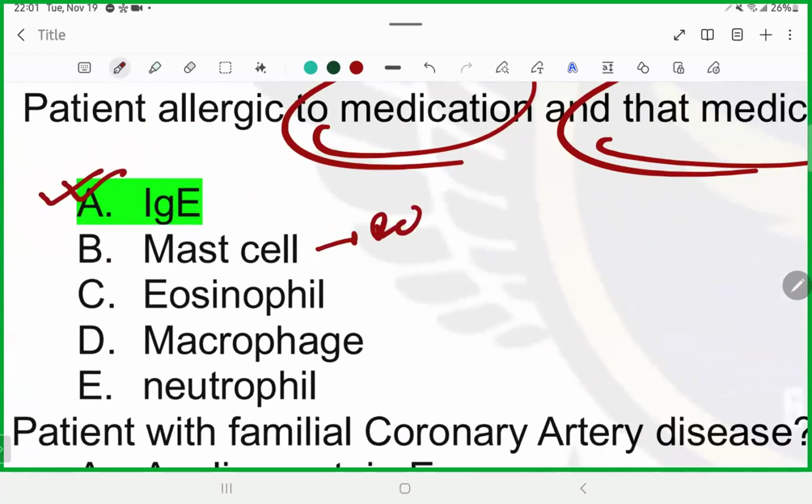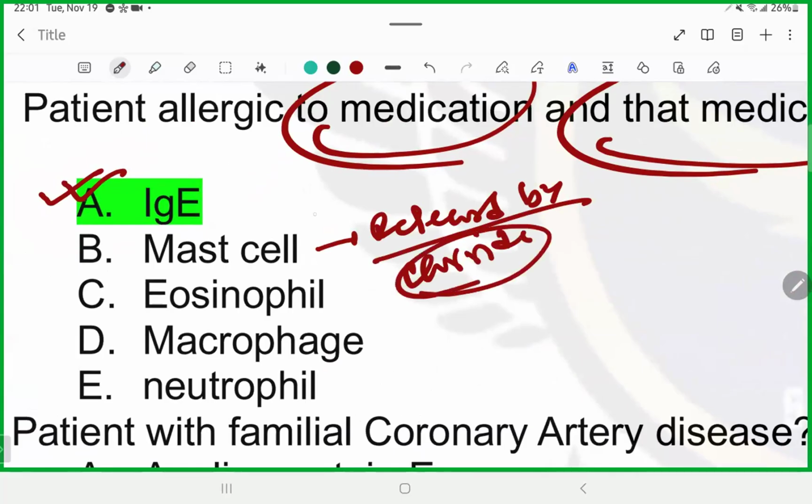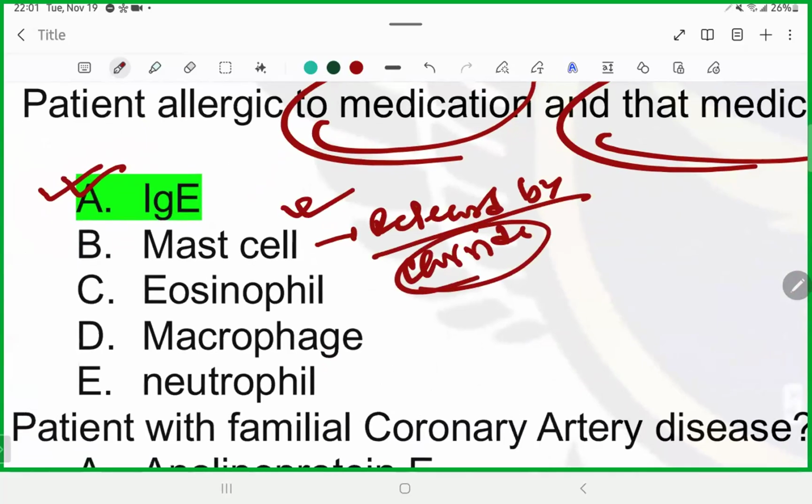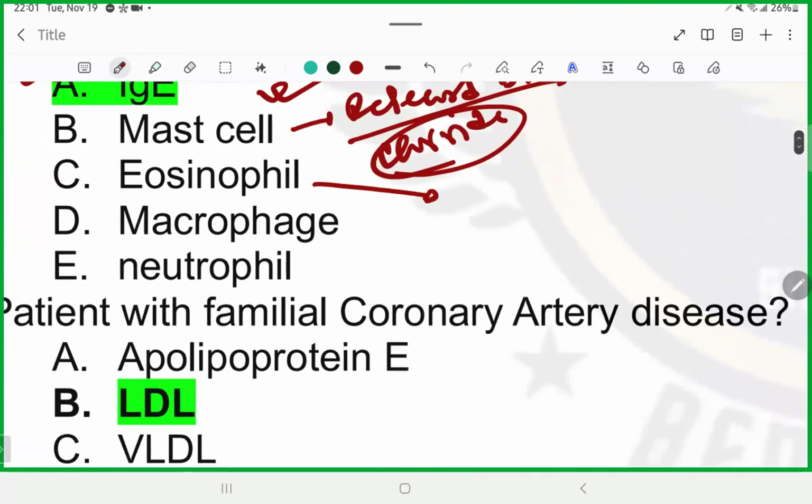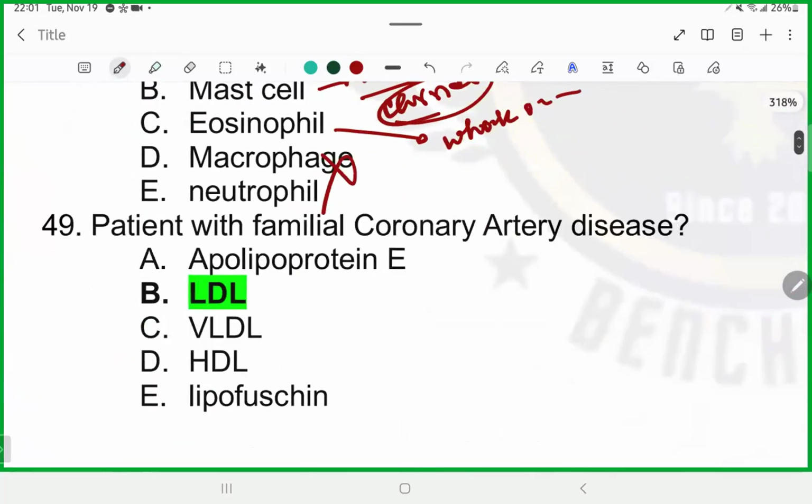Released from, released by, or carried by. If they ask carried by, mast cell, very simple. Eosinophil, we all know, is for worm infestation, hookworm, and other worms. Macrophage, neutrophil, no.